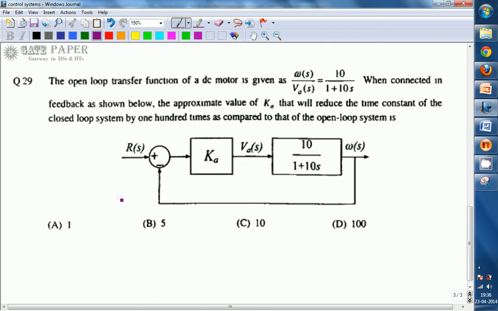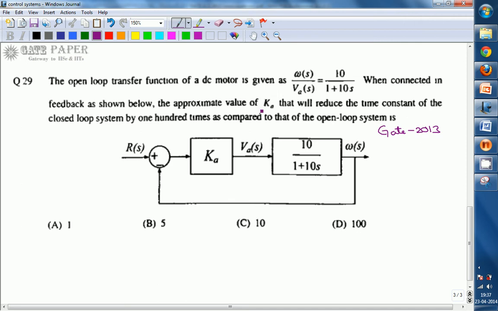Here we are going to see the question from control systems given in GATE 2013. Given that the open loop transfer function of a DC motor is given as W of S divided by VA of S equals 10 by 1 plus 10S, when connected in feedback as shown below, the approximate value of Ka that will produce the time constant of the closed loop system 100 times smaller as compared to that of the open loop system is.